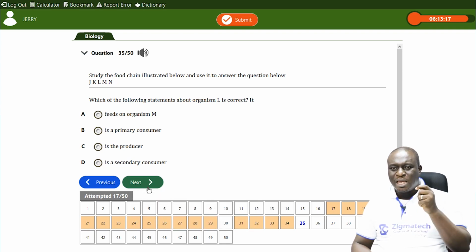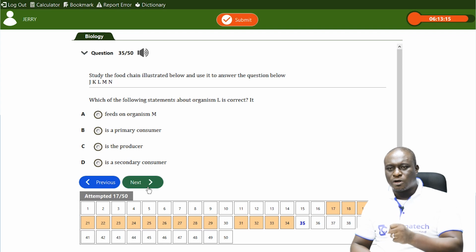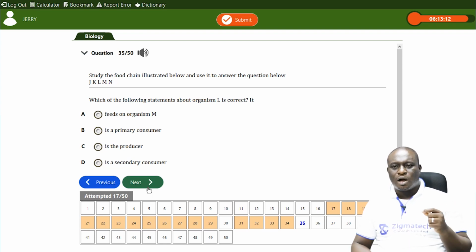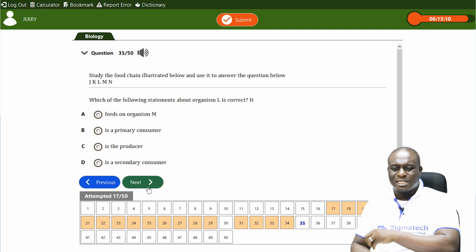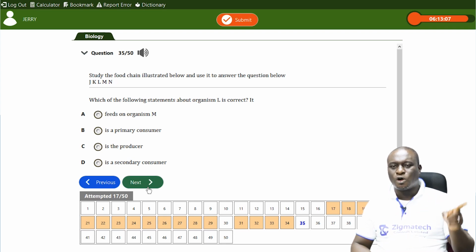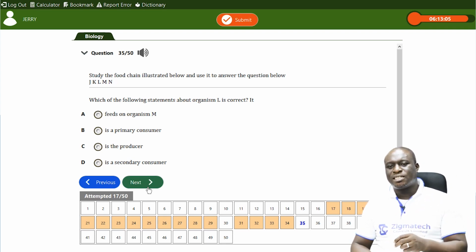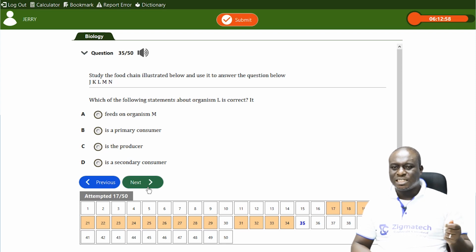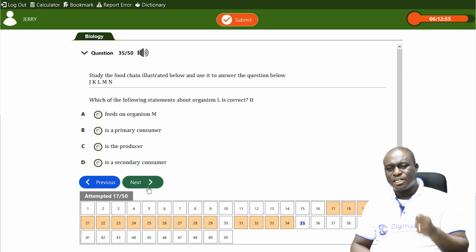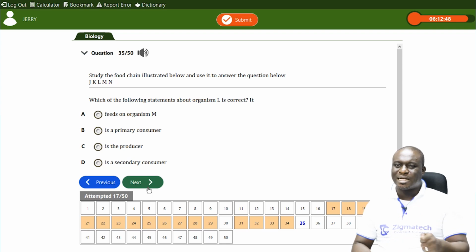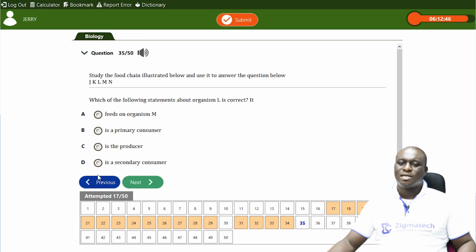Now, options are A, it feeds on organism M. No. Organism L does not feed on organism M. It rather feeds on organism K. Then B says it is a primary consumer. That's also wrong. Organism K is the primary consumer. Option C said it is the producer. Wrong. It is not the producer. Organism J is the producer. And option D said it is a secondary consumer, and that is the correct answer. It is a secondary consumer.